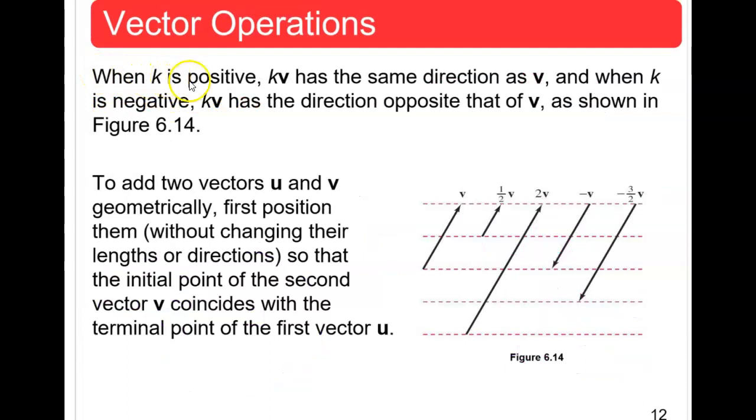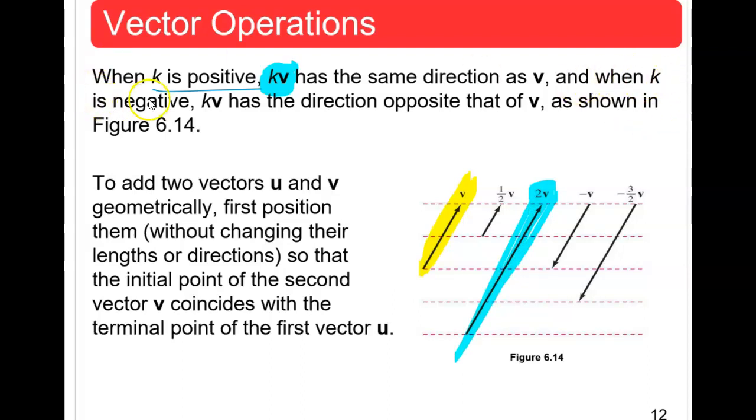When k is positive, k is the scalar, remember, it represents a real number, kv has the same direction as vector v. So if we have here the original vector, which we'll call v, and a scalar times the vector, and that scalar happens to be positive, it's not going to change the direction. As you can see, for example, here, +2 times v is 2 times as long, but it is in the same direction.